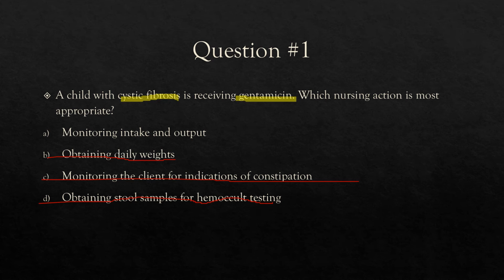So now all I have left is A, and that is monitoring the intake and output, which we did already review with gentamicin. That is one of the things because you don't want the kidneys to shut down, and you will also monitor the creatinine and BUN as well.